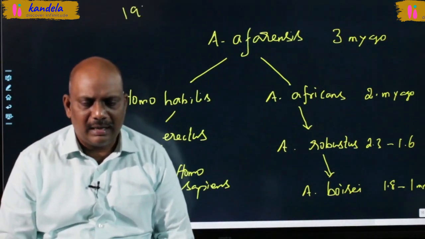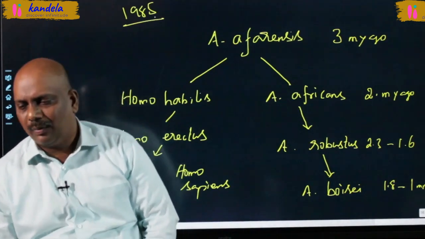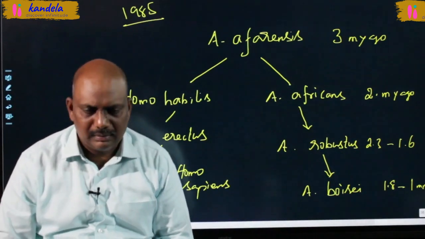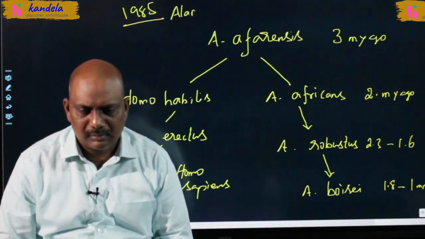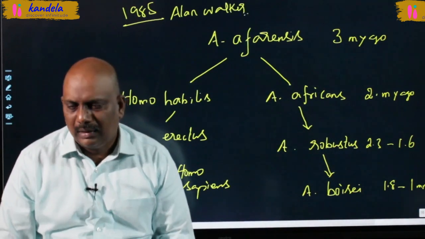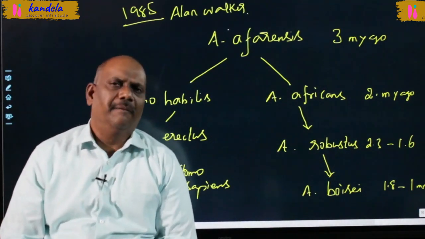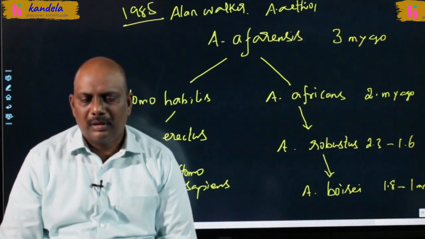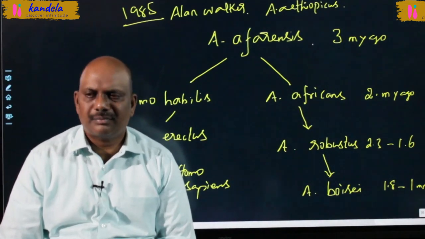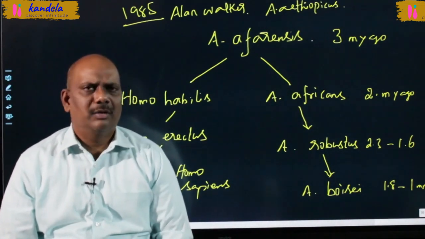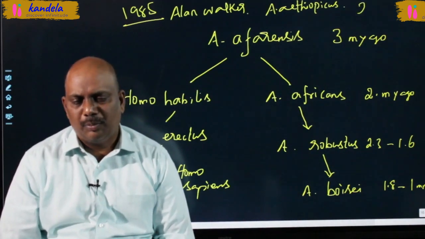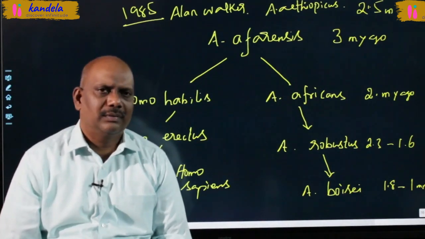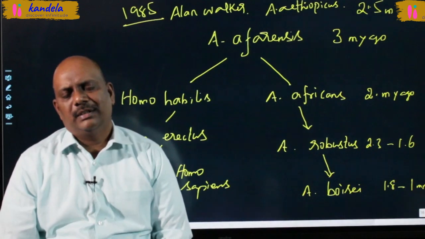In the year 1985, Alan Walker discovered one fossil from the northern part of Kenya. He named it Australopithecus ethiopicus. This was again a robust form of Australopithecus, and this fossil is 2.5 million years old. So where can we keep this fossil?